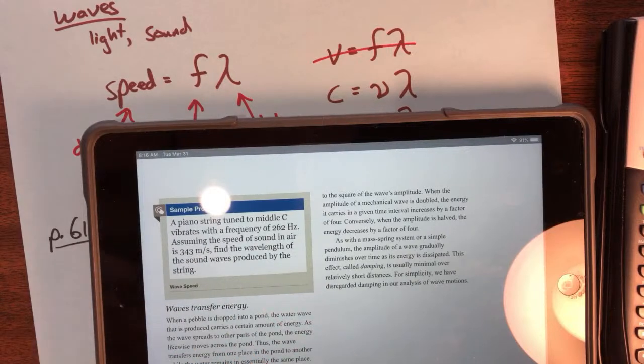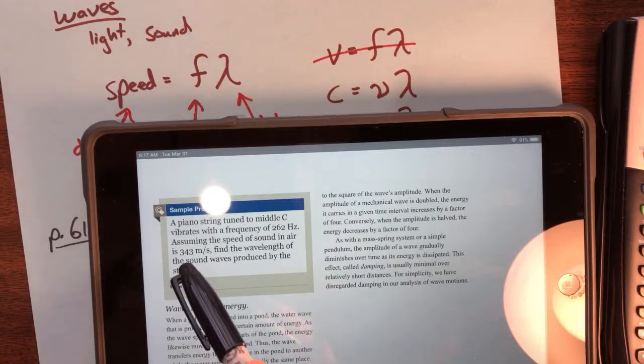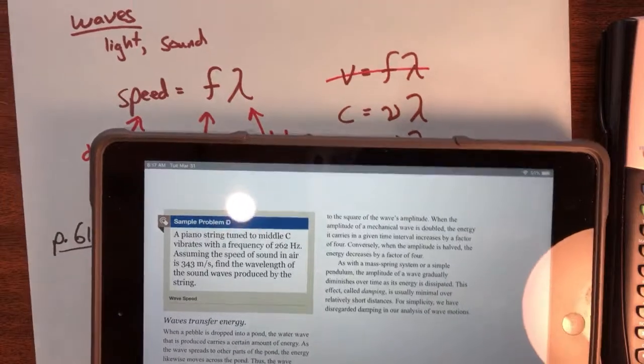Now the speed of sound is going to vary greatly depending on what the sound is going through. Typically, sound is going to go faster through more dense material. So sound goes faster through, let's say, solids than it does through, let's say, gases. And when it's going through air, this is a number you're going to see a lot. Okay, 343 meters per second. Find the wavelength of the sound waves produced by the string.